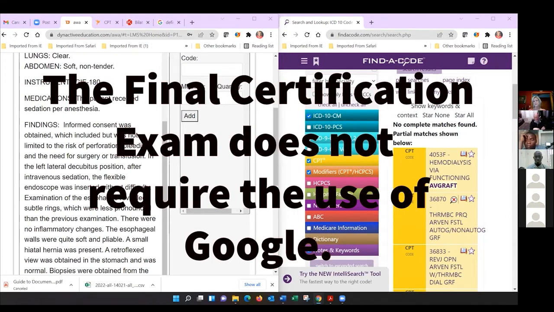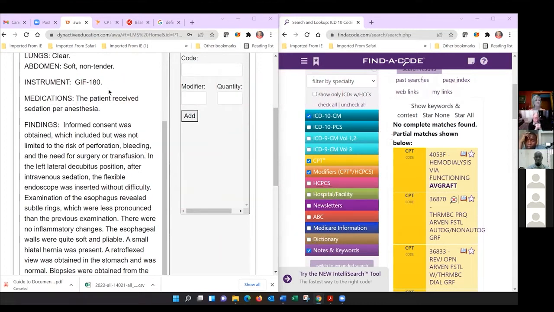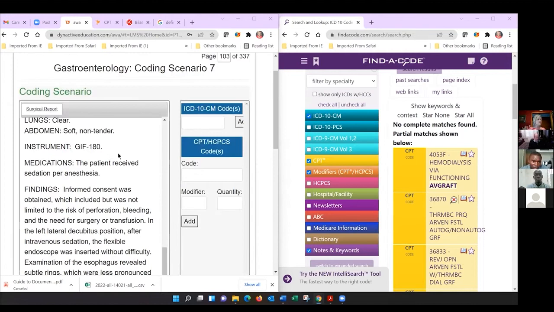Faye's pointing out that when they get in the real world and you're coding, you need to know what this gastroscope is. You may not know what a GIF 180 is. Even Faye said she didn't know what it was, but she went to find that out. But on the test, you don't know what GIF 180 is, right? You've never seen it before? Is that what you're saying, Faye? Yeah, as a coder, I'm coding this new to the chart. But as a new coder, I don't know what this is. I will after I code a few of these because they use these.